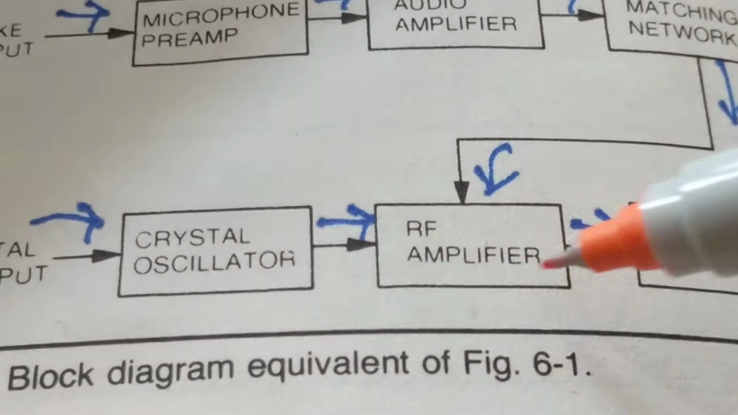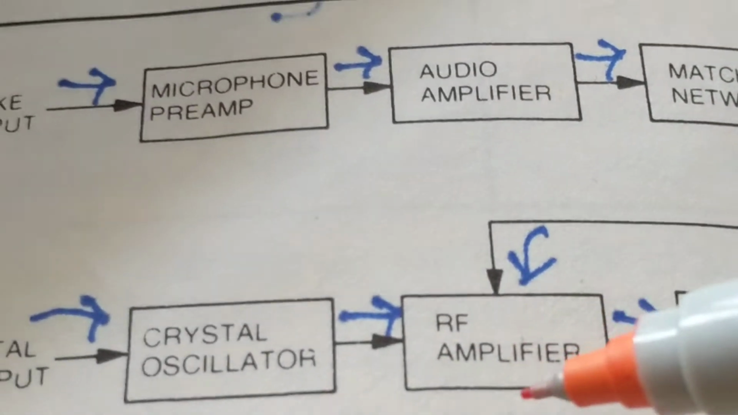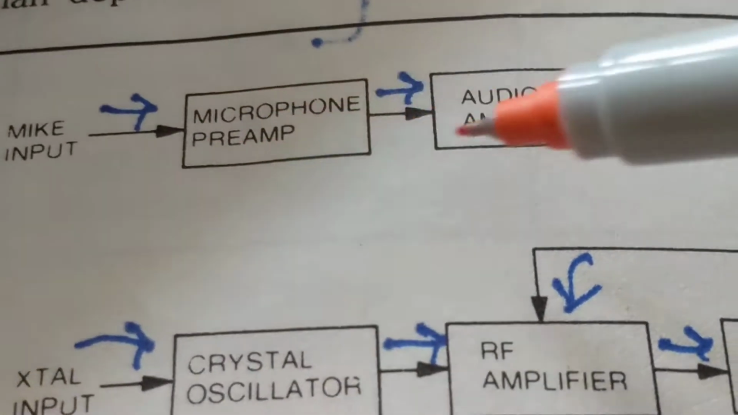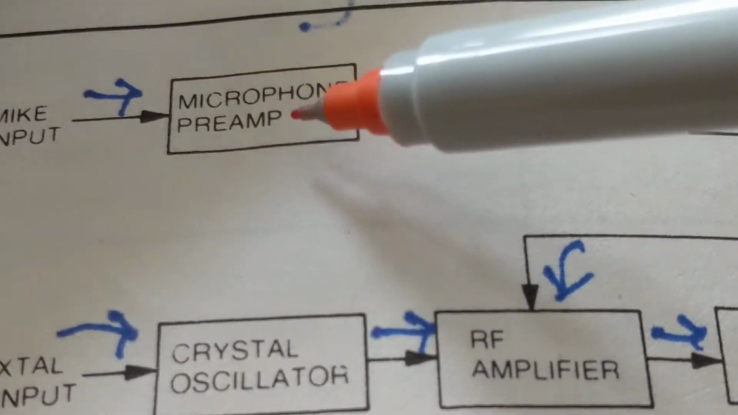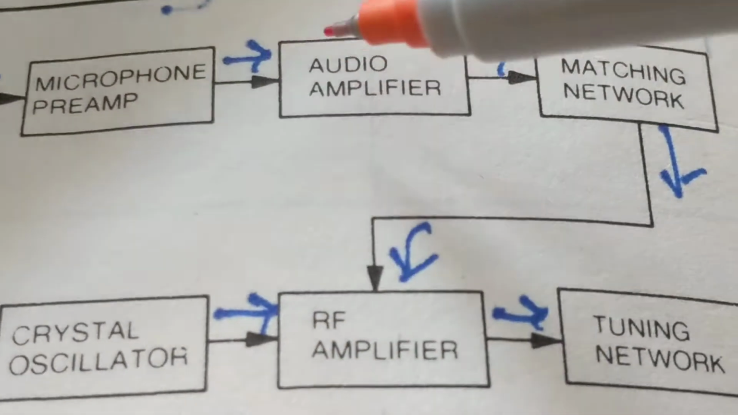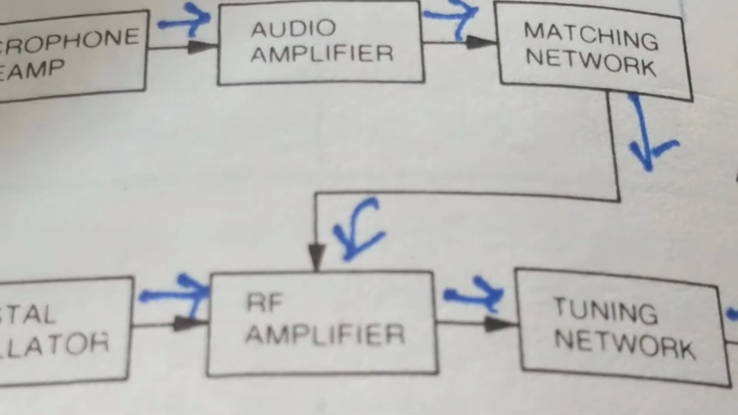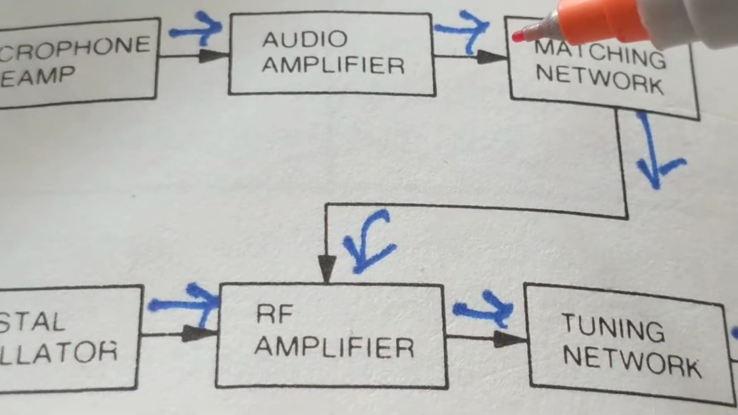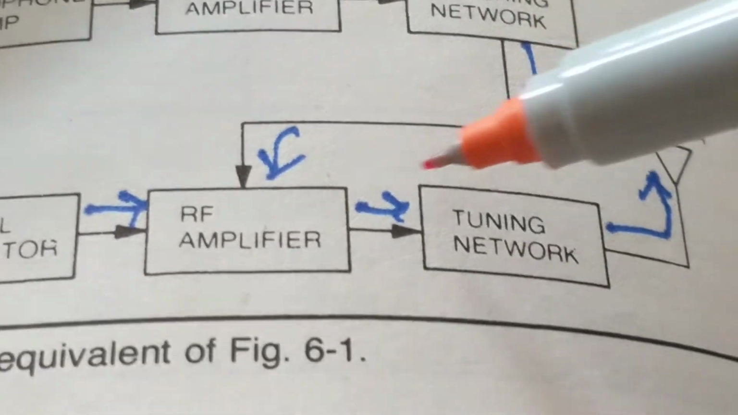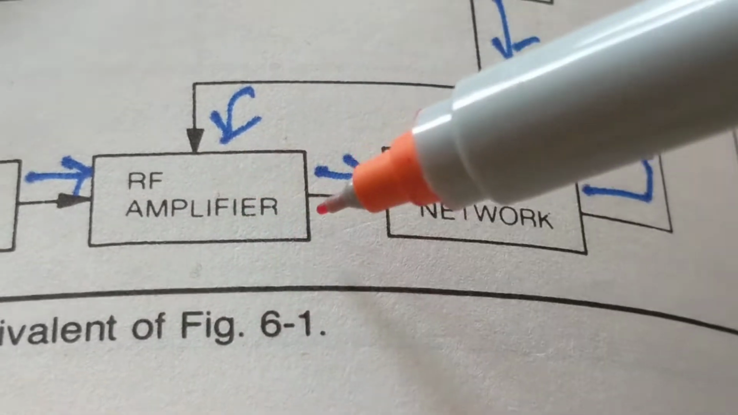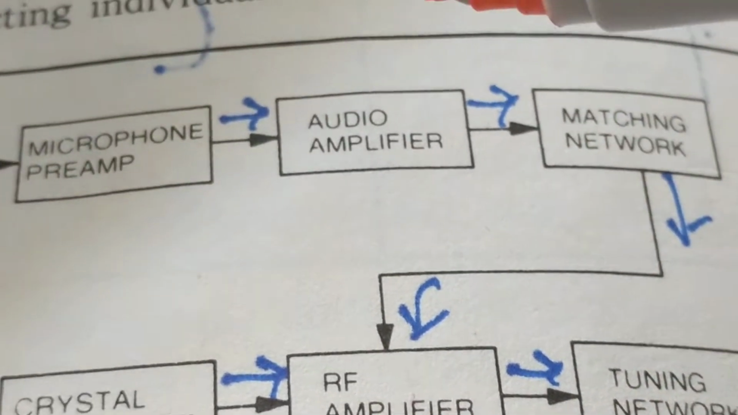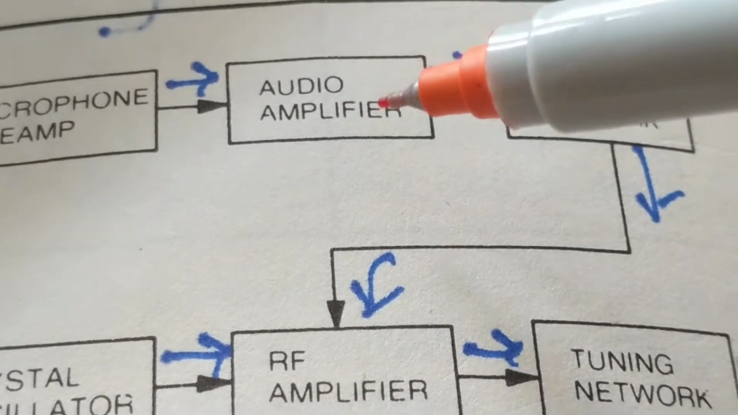So this is a crystal oscillator which has the frequency called a carrier. This is the intelligence, which is the audio that you speak into a microphone. The microphone needs an amplifier. We have to amplify the signal strength when you speak into a microphone. Eventually it goes to an RF amplifier, because the audio amplifier is audio.